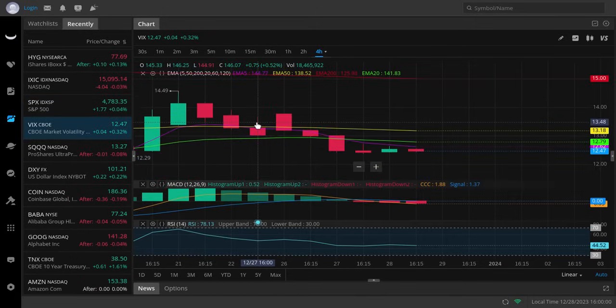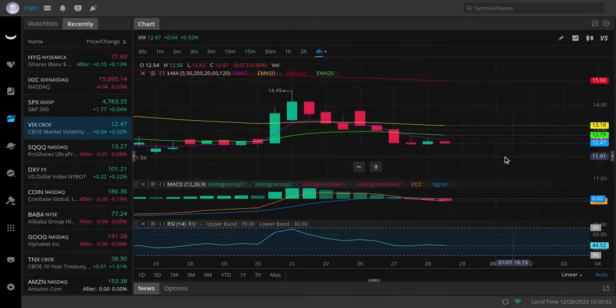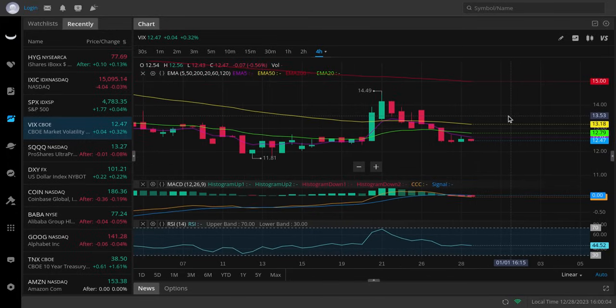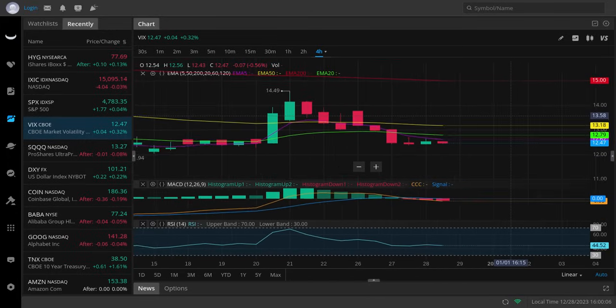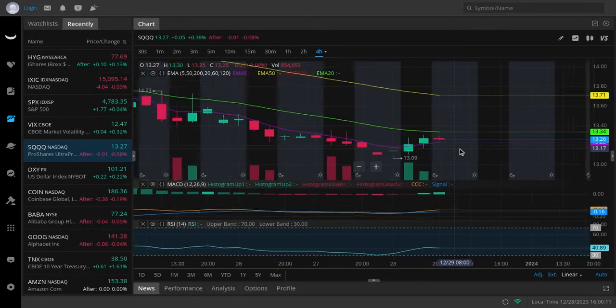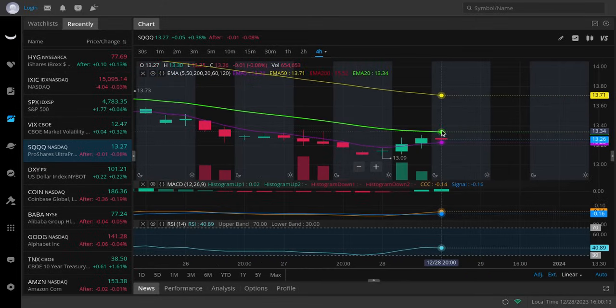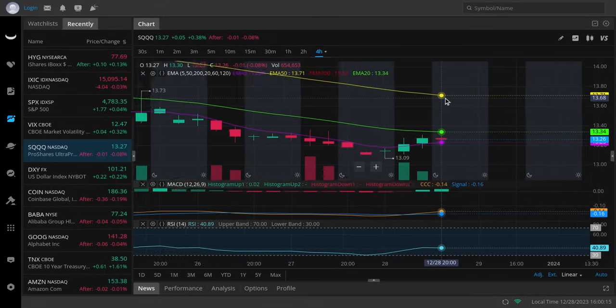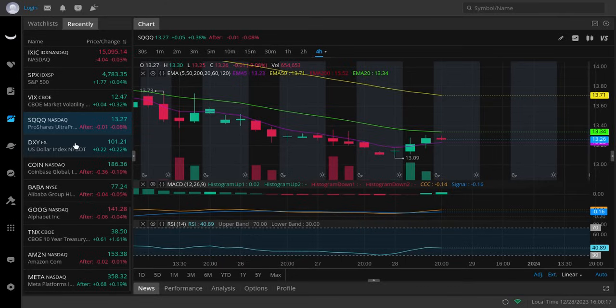For the VIX, there's not much going on. It's very flat, not really causing anything too significant, so I don't really expect much just yet. For the SQQQ, it's kind of flat as well. Make sure you watch the 20 EMA as resistance. If it breaks 13.3, we could see a push for 13.7, but overall, it's quite flat, in my opinion.